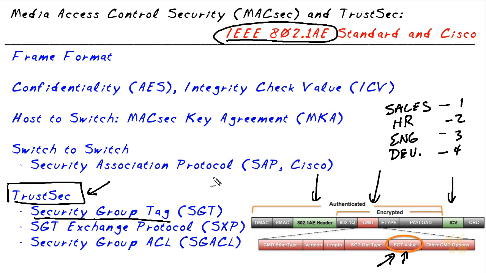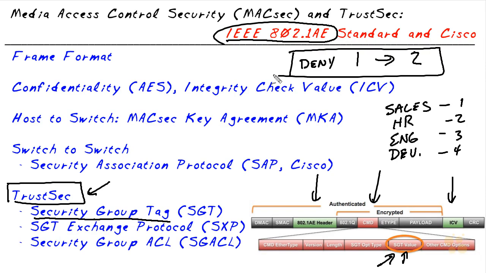However, what we could do is we could set up rules based on those labels. For example, we could say deny packets that have a security group tag of 1 if they're trying to use specific protocols destined for security tag number 2. And those rules could then be deployed on things such as IOS routers that understand those rules. And they could be implemented as security group access control lists.